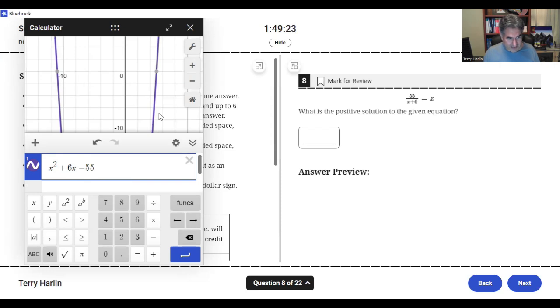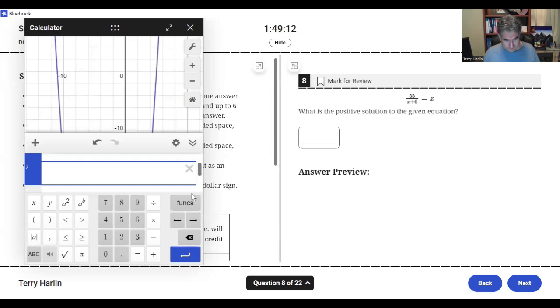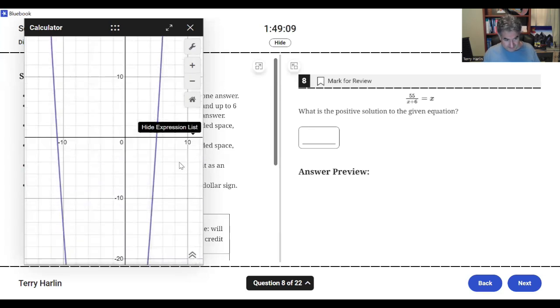Notice as we're building the equation, the graph was building itself in the background. So I click on enter here and I reduce this so I can see. And now again, I see where it crosses the x-axis. Can't tell exactly where it is. So I want to click on here and it tells me that 5 is the x coordinate. So there's my answer, 5. Okay, and that's how we get it.